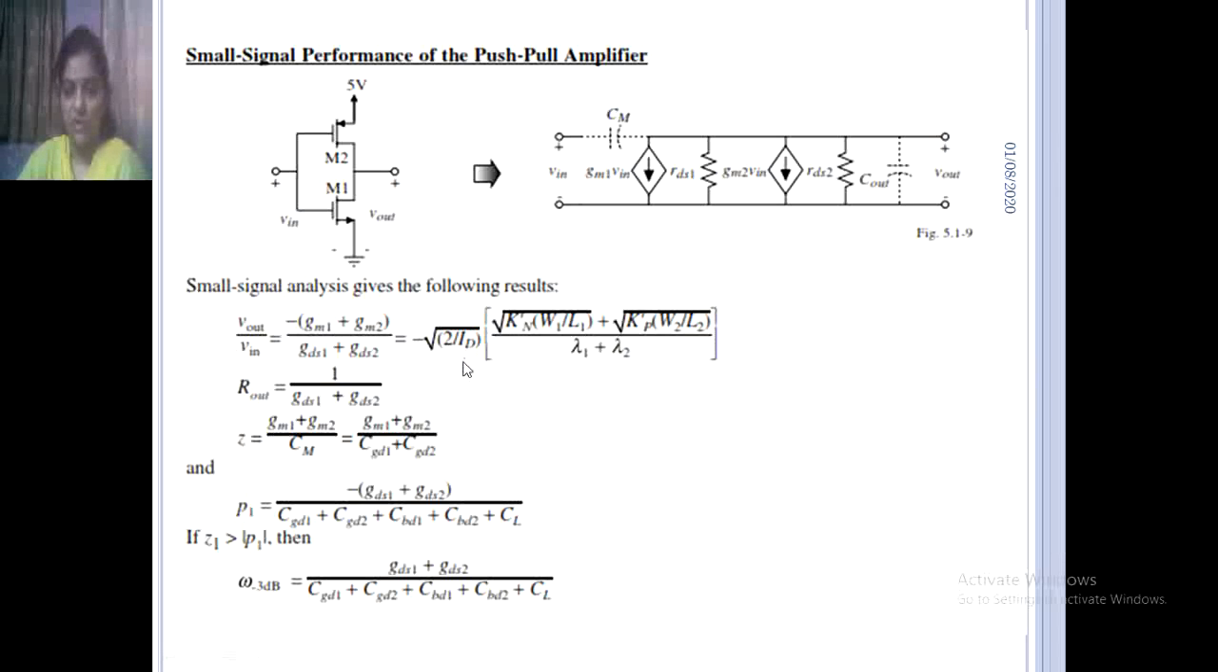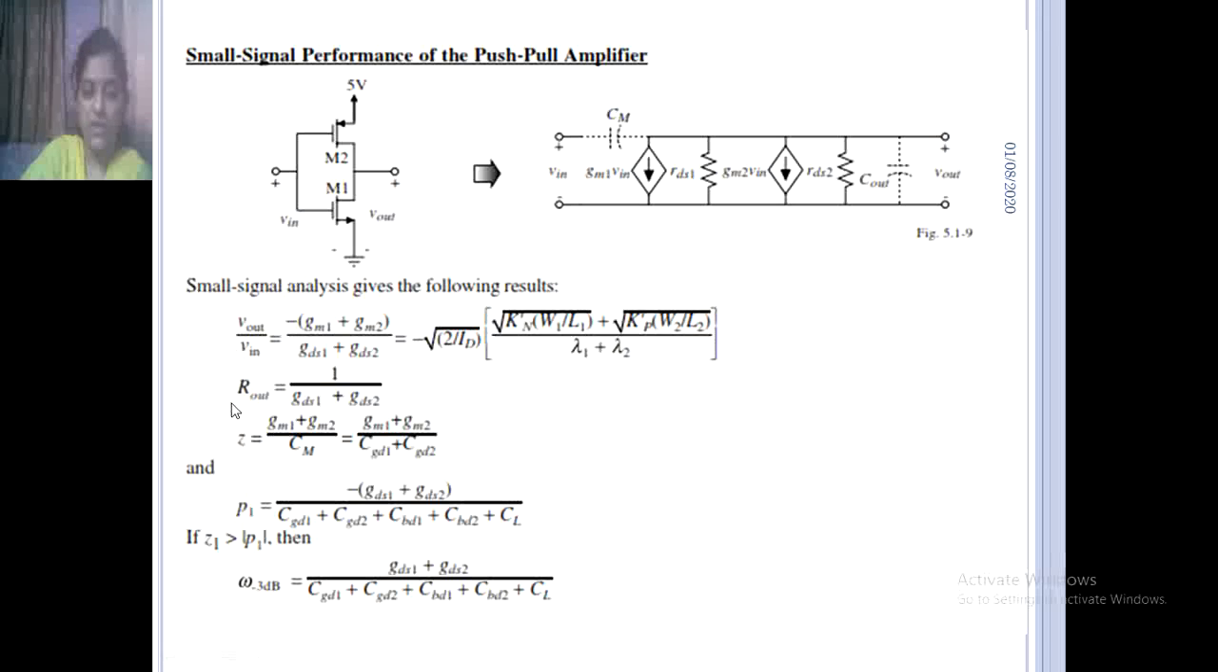If you write this whole equation in terms of the transconductance values and take out the common factors, after rearranging the equation becomes: minus sign as it is, square root of 2 divided by ID, in brackets root of K of NMOS times W1 by L1 plus root of K of PMOS times W2 by L2, the width to length ratio for M2, divided by lambda 1 plus lambda 2. So that is for the gain.